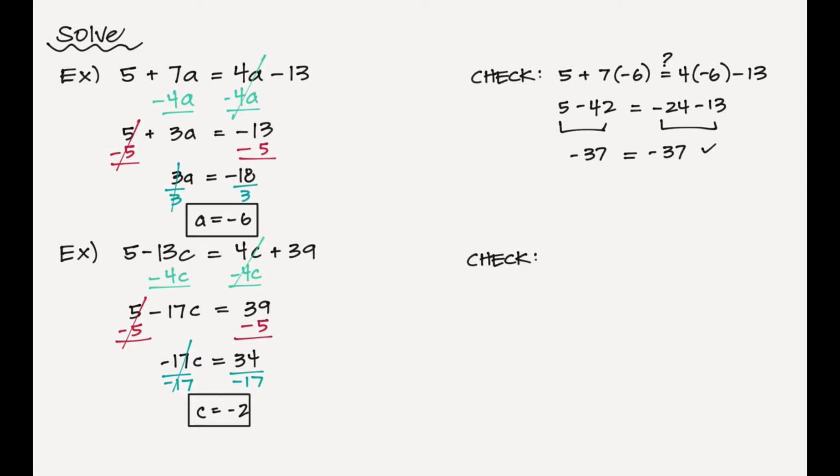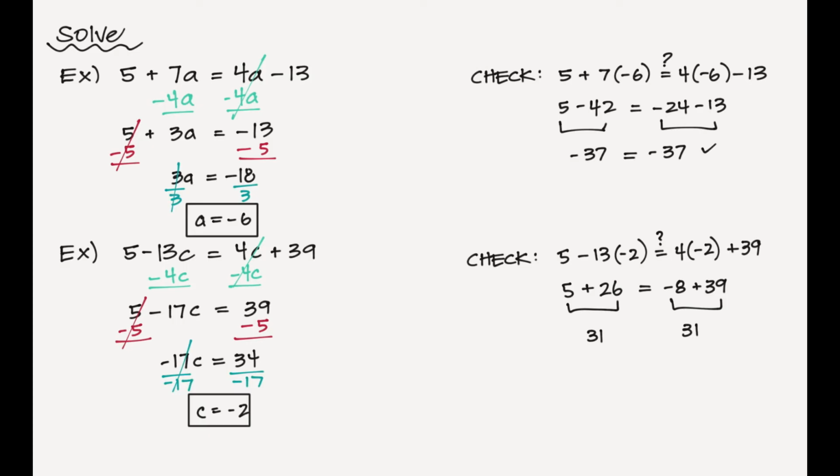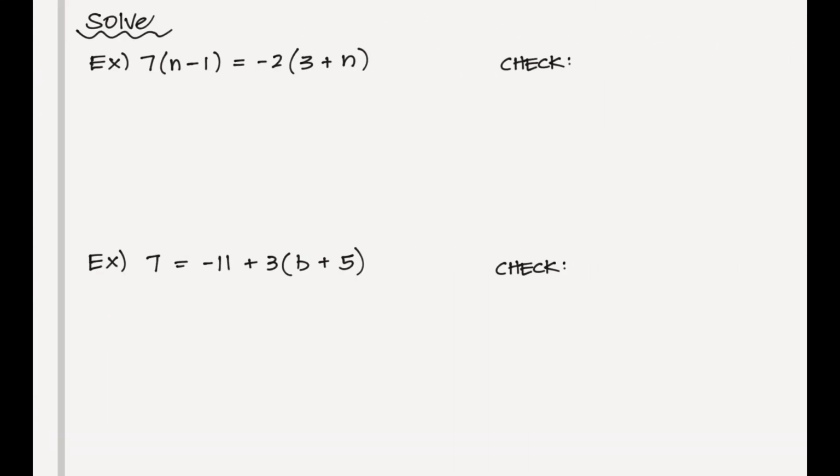All right, let's go ahead and plug this in and see if we got the correct solution. So 5 minus 13 times negative 2, is that equal to 4 times negative 2 plus 39? So let's do some math. That's positive 26, and that's negative 8. So 5 plus 26 is 31, and negative 8 plus 39 is also 31. So my solution worked out.